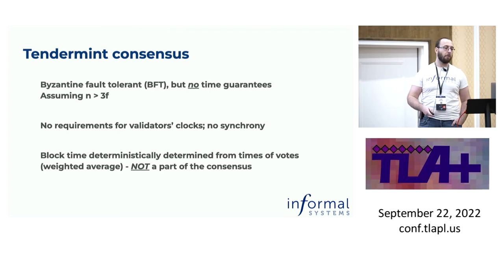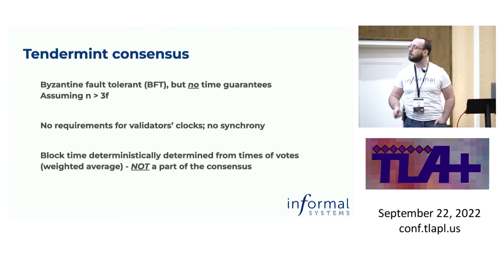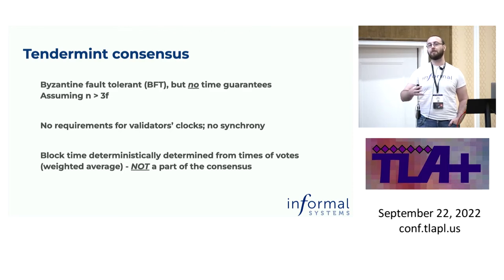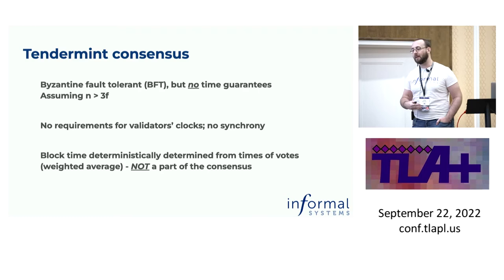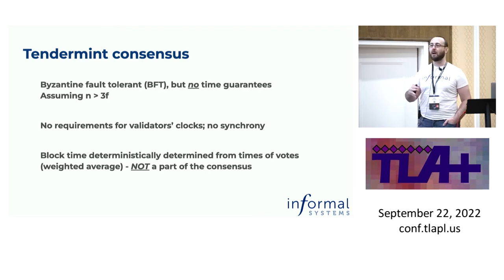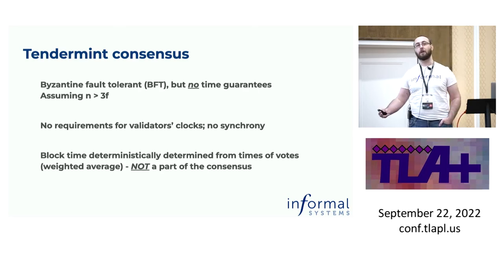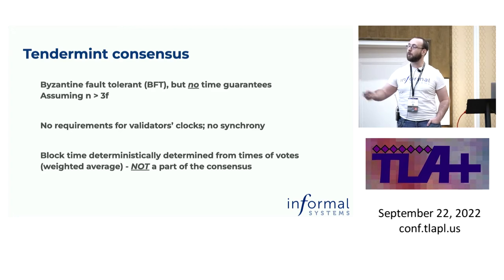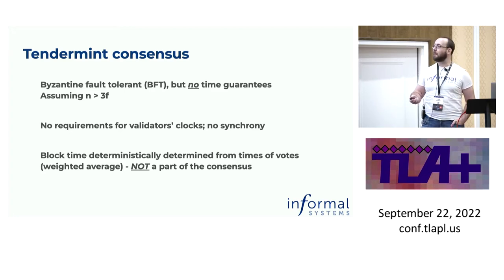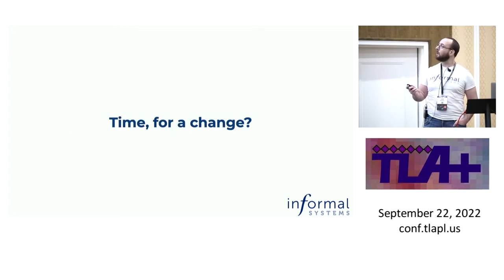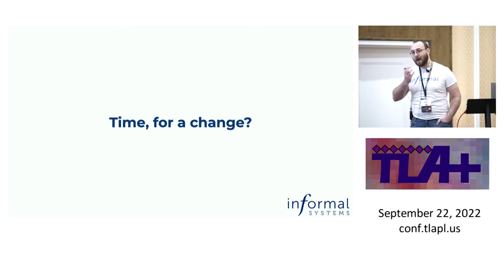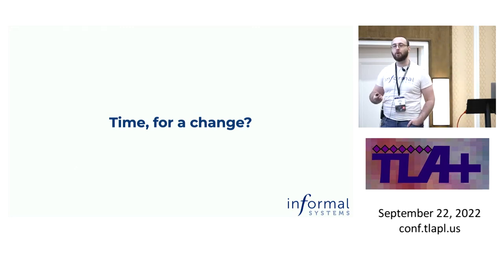And we'll see later, because this time calculation happens and is part of the blockchain, but it's not part of the consensus, there was a need to integrate time itself into the consensus algorithm so that we could reason about this value and that it could have some sort of actual meaning. So time for a change. How do you do that? How do you take a protocol and add time to it?